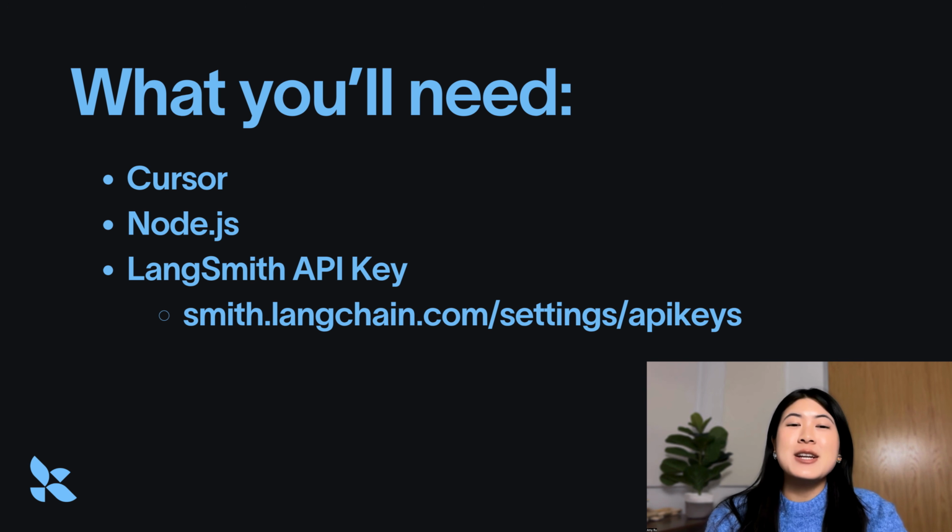Hi, I'm Amy from the LangChain product team, and today I'm going to show you how to trace Cursor applications in LangSmith. By the end of this video, every Cursor agent turn you run should show up as a full trace in LangSmith. To get started, you'll need Cursor installed, as well as Node.js, since Cursor's hooks use a built-in Node module to pull attachments out of Cursor's local database, and a LangSmith API key.